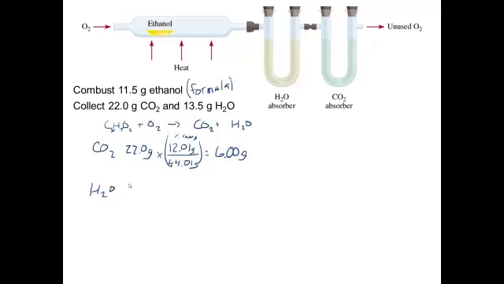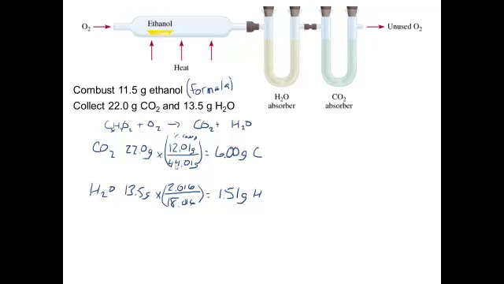Likewise, for water, we collected 13.5 grams. This time we're going to set up the same kind of fraction. We have 2 hydrogens, so that's going to be 2.016, and we divide that by 18.016, which is just our part of whole. When we do this math, we find that we have 1.51 grams of hydrogen out of that 13.5 grams of water. Again, we just determined that from our percent compositions.